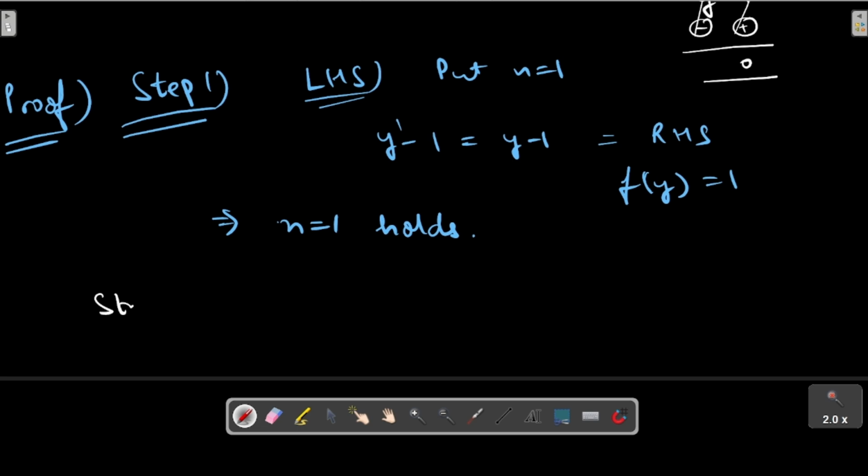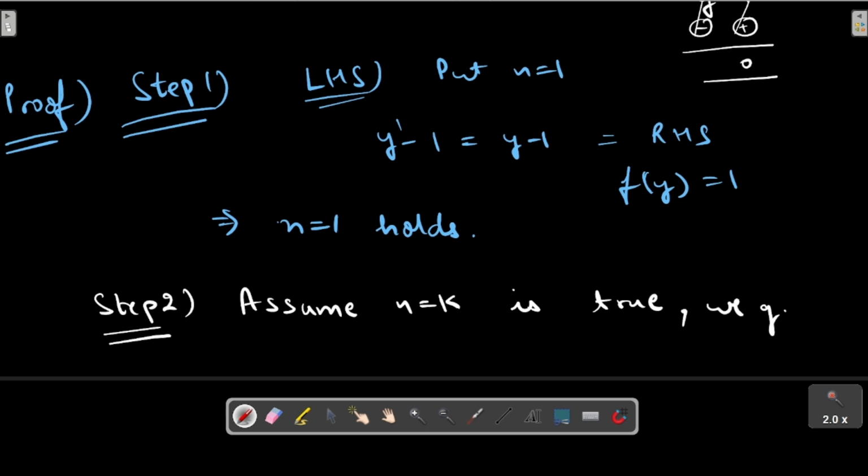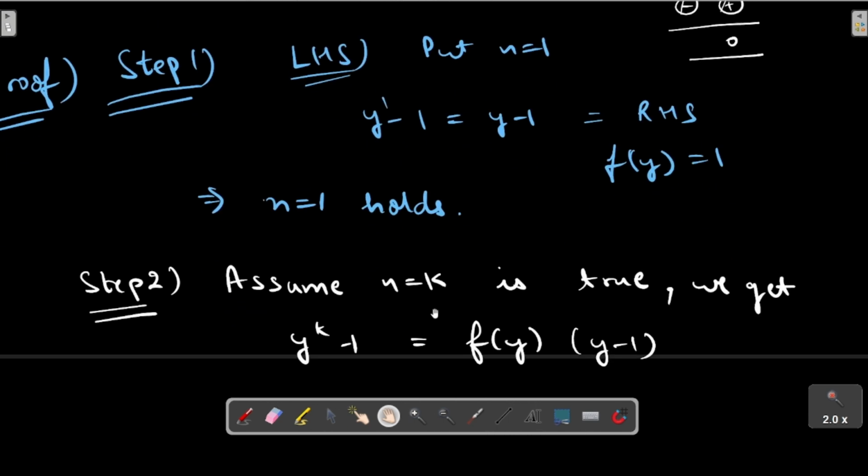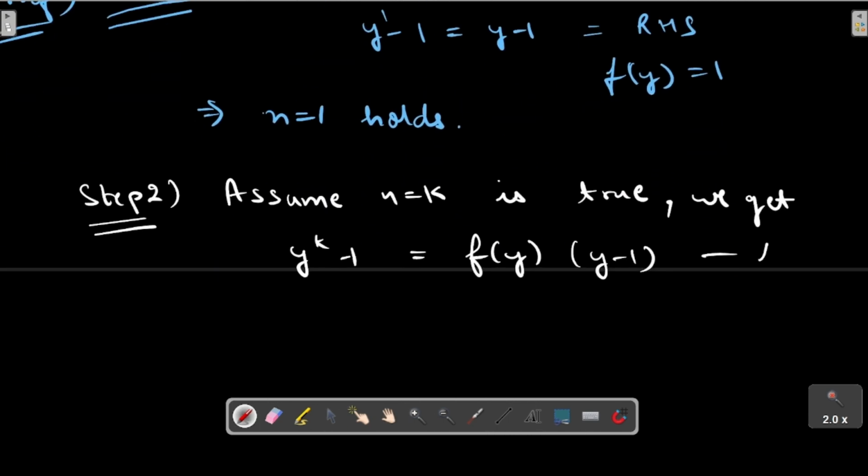Next is step 2. Assume n is equal to k is true. So what do you get if n is equal to k is true? y to the power of k minus 1 is some polynomial f of y times y minus 1. So this is your star.